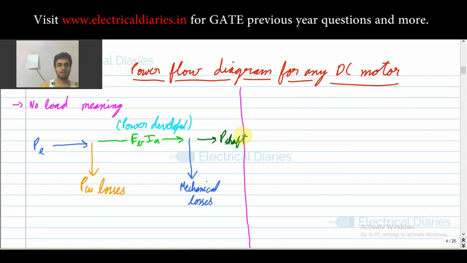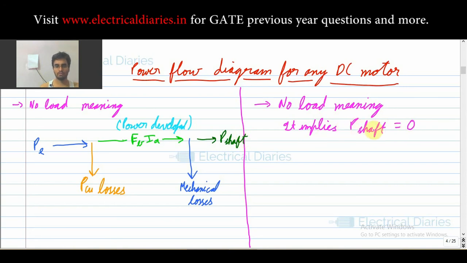Okay, so that is the simple power flow diagram for the DC motor. Okay, so now in this motor, if it is given to you that the motor is operating at no load. Okay, no load, we are finding out what is the meaning of no load. In some questions it is given the motor is operating at no load. So it implies that your P shaft is equal to 0.